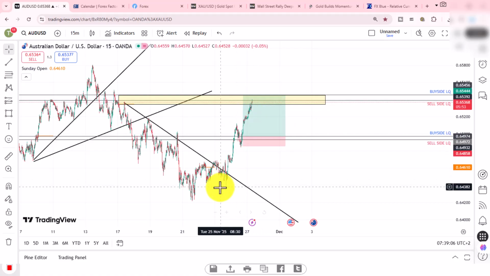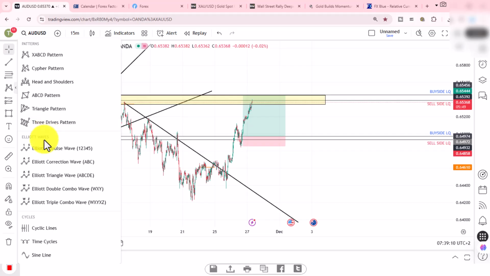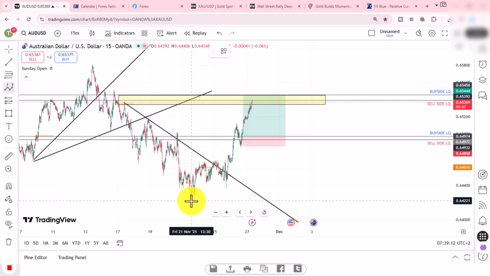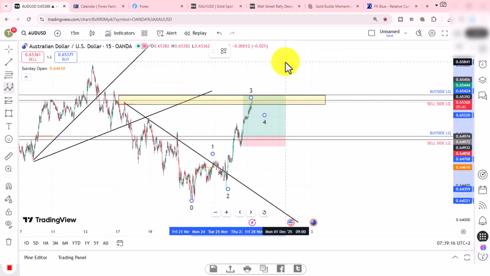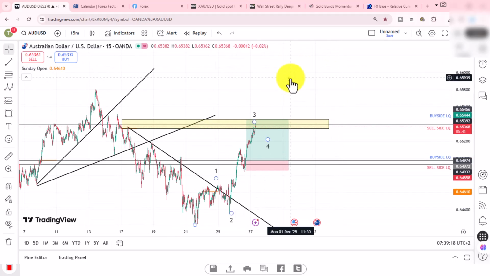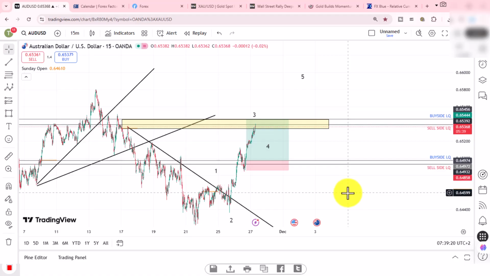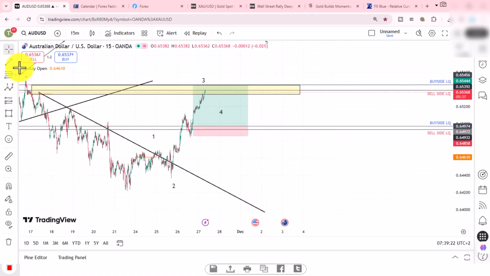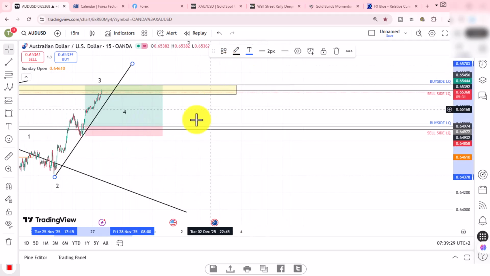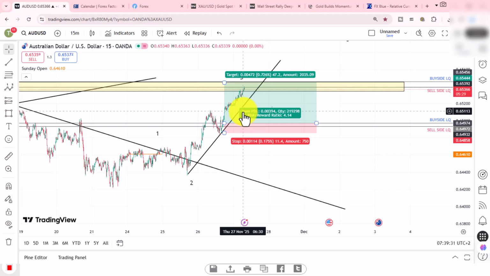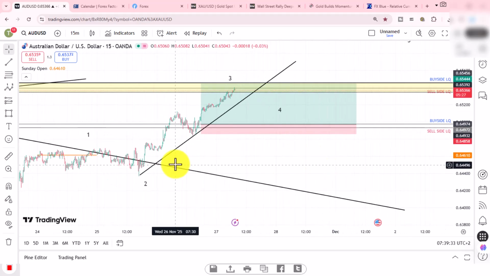So if the rally is done, let's see an Elliott wave to confirm: 1, 2, 3, 4, 5. Okay, I'll continue buying it though, but now it's not the best time to buy it. It'll be correcting this impulsive move. It has to correct this impulsive move.